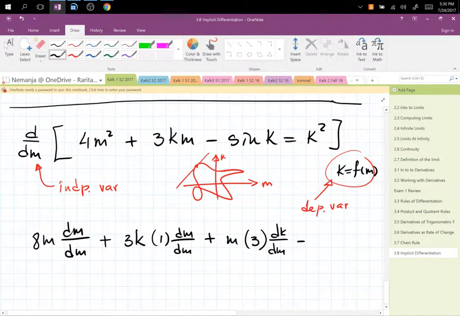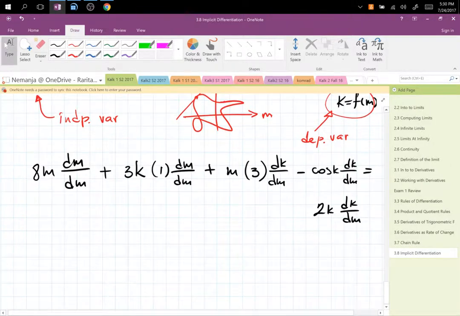Minus derivative of sine k is cosine k. I took the derivative of k with respect to m, equals, on the other side, 2k. I took the derivative of k with respect to m. Observe that all of these have dm over dm, they cancel, and all of them have dk over dm, they stay. And that's actually your derivative.